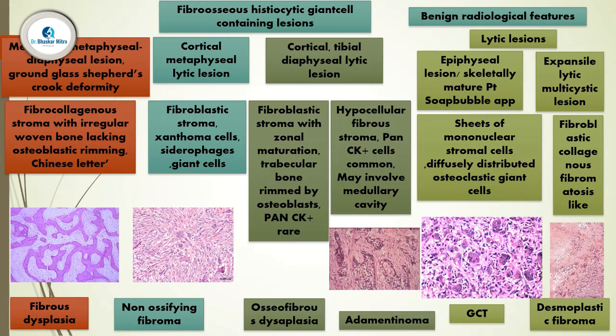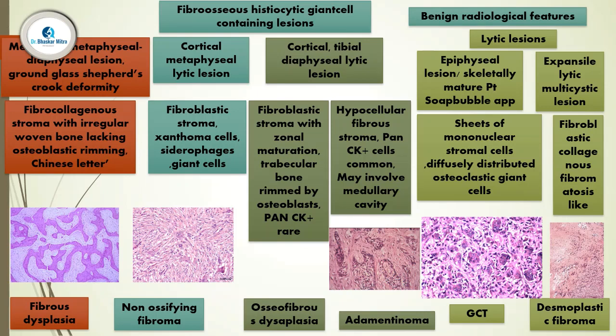Now, if a diaphyseal lytic lesion is there, there may be intense fibroblastic stroma along with bone formation. We call this osteofibrous dysplasia. There may be adamantinoma showing nests of CK positive cells in the medullary cavity. Regarding the benign counterpart, there is a lytic lesion with an epiphyseal location and a soap bubble appearance, and there are sheets of mononuclear stromal cells with a fair number of osteoclastic giant cells distributed throughout the lesion.